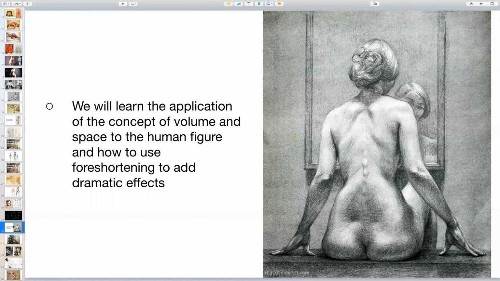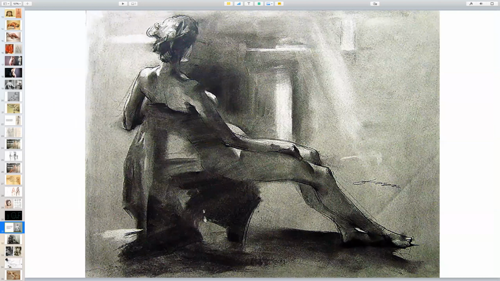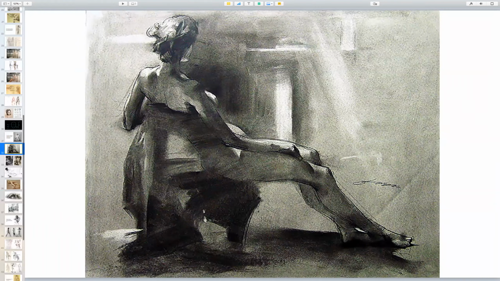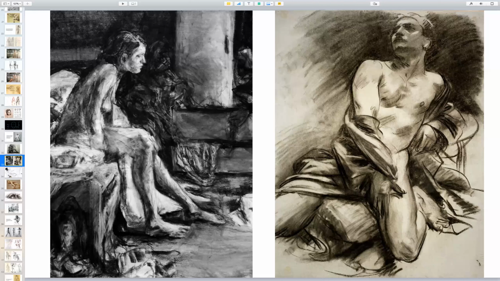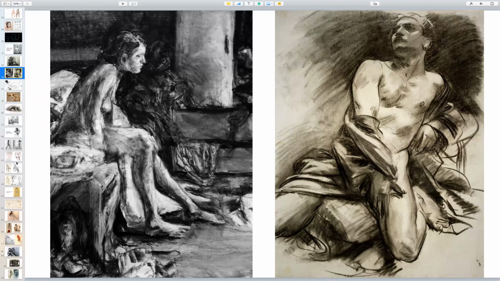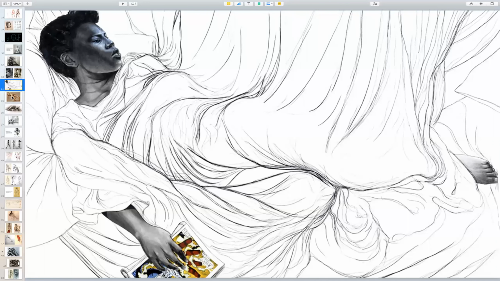We'll also learn the importance of the model not existing in a vacuum, but always being in a space. You can't see a figure outside of the context of the environment it's in. So that will also be very important, particularly when we get to light and shadow and how light falls on the figure. This is also an important aspect of establishing mood in the figure and a sense of place. There are also different techniques we can use to establish this through line and shadow and value.